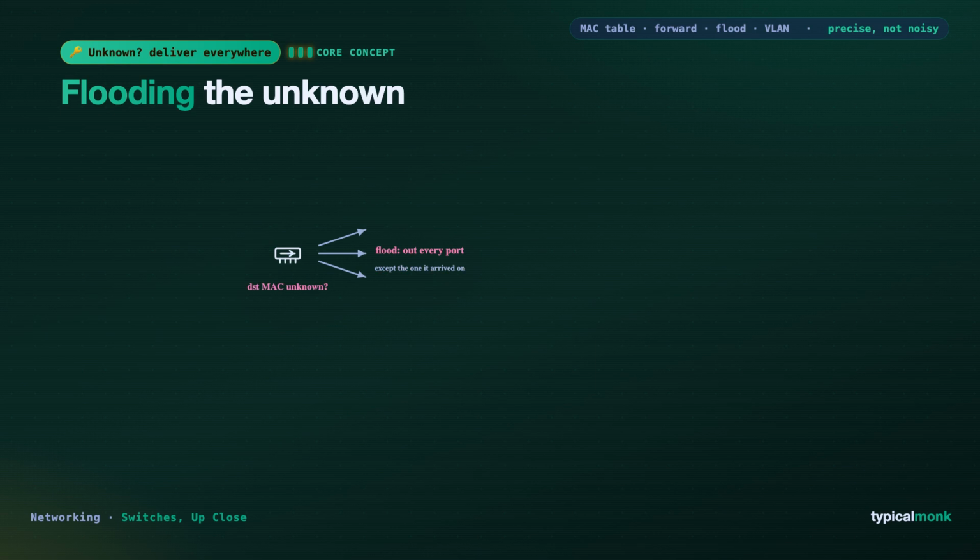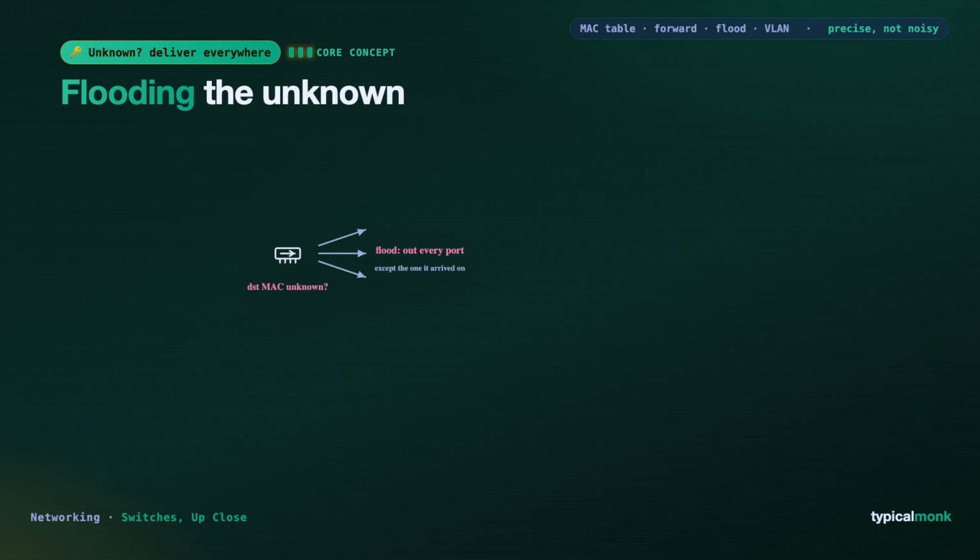What if the switch reads a destination MAC that is not in its table yet? Its answer is called flooding. When a frame's destination is unknown, because that device has not yet sent any traffic for the switch to learn from, the switch cannot look up a port. Rather than drop the frame, it does something pragmatic. It floods the frame out every port, except the one it arrived on.